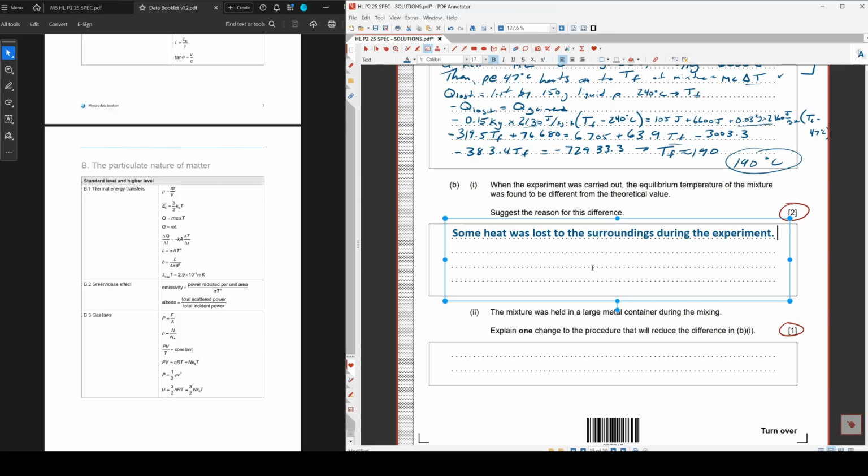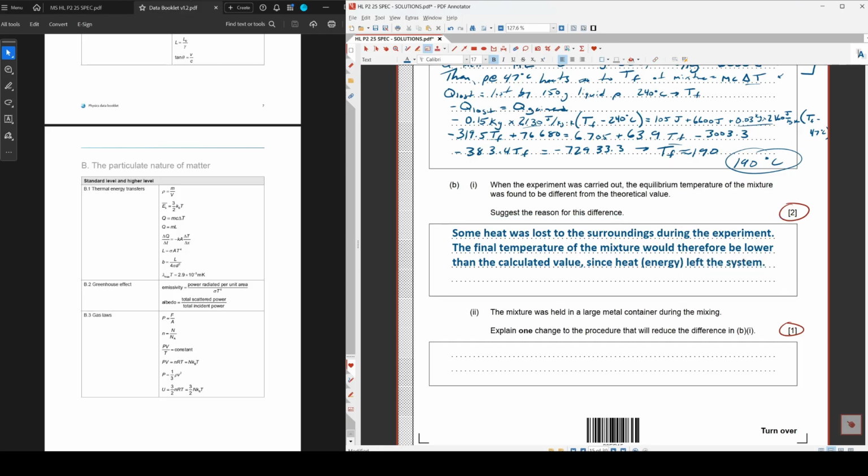They do say the equilibrium temperature of the mixture was found to be different, which is kind of a clue that I think they are hinting that they want us to explain which way. The final temperature of the mixture would therefore be lower than the calculated value, since heat energy left the system. That should do it.